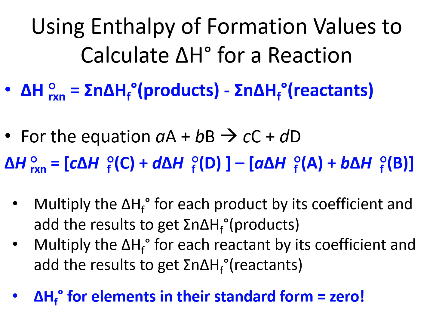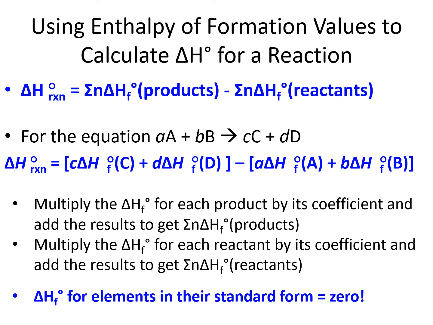We have little c, the coefficient in front of product C, times the delta HF of product C, plus coefficient D times the delta HF of product D. And then we subtract coefficient A times the delta HF of reactant A, plus coefficient B times the delta HF of reactant B. We multiply the delta HF for each of the products by each of the corresponding coefficients and add those up. We multiply the delta HF for each of the reactants by their coefficients and add those up. Then we do products minus reactants.